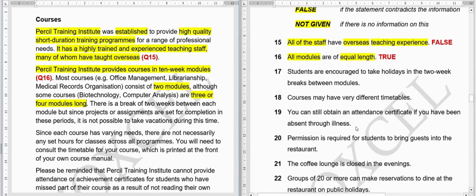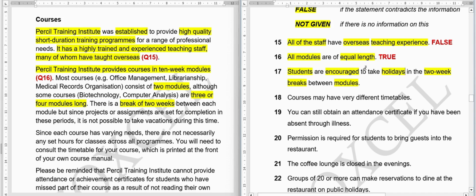Moving on to the next question, number 17. Students are encouraged to take holidays in the 2 week breaks between modules. Sorry about that, I believe we have read about this. I will read it again. Let's read it together. There is a break of 2 weeks. First let me discuss the question here. Students are encouraged to take holidays in the 2 week breaks between modules. So they're saying that you should take holidays when you get 2 week breaks between modules.